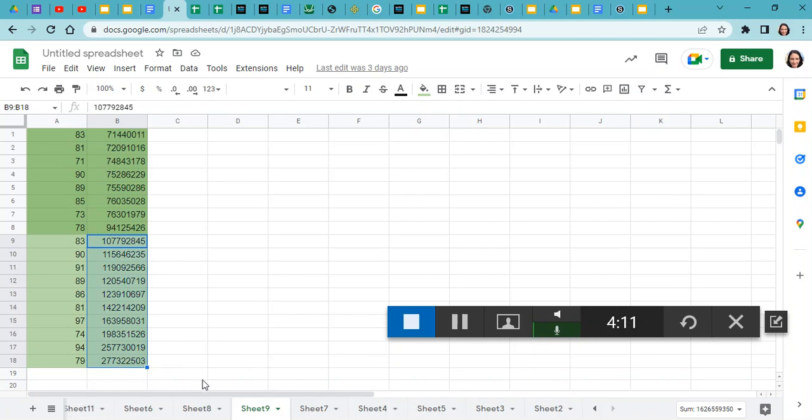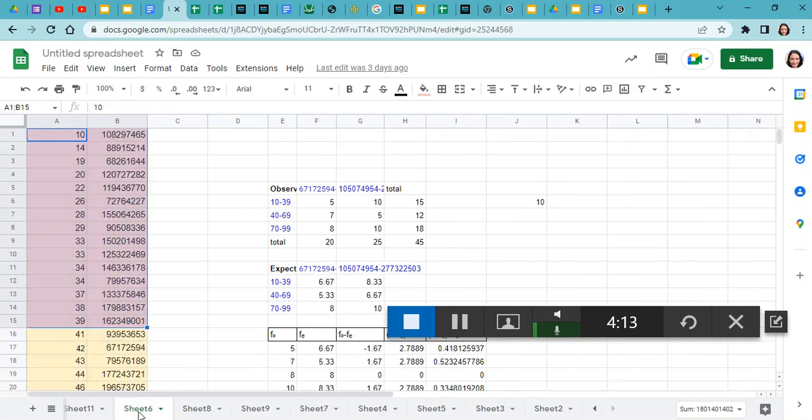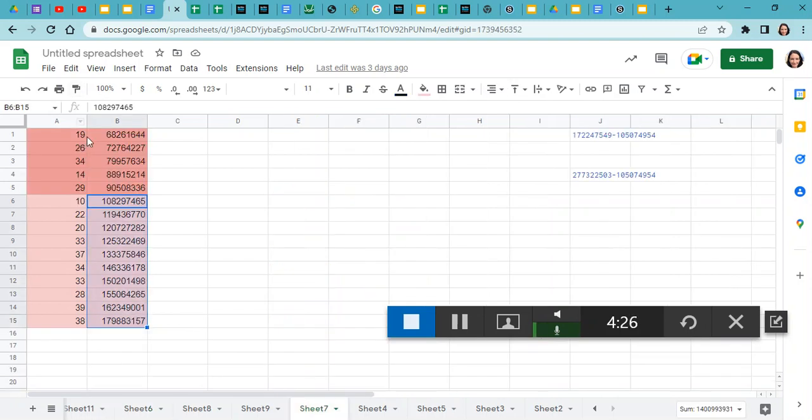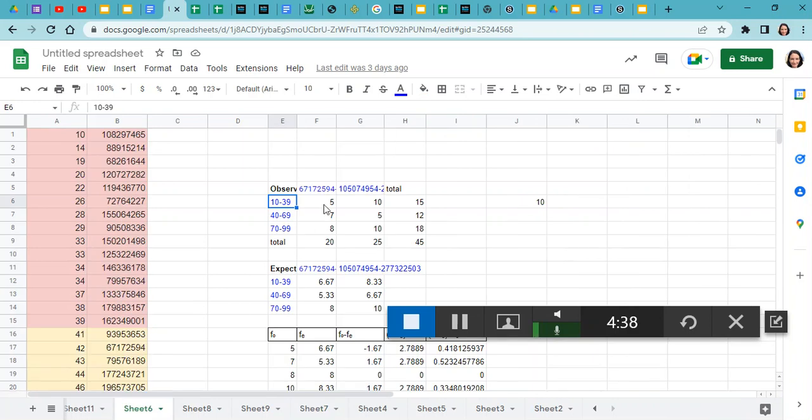So then I went back to sheet 6 here, and I just counted them up, how many were in each group. I'm not going to show you every one, but as an example, 10 to 39, that was in my sheet 7. Here's 10 to 39. I had 5 movies under 105 million, and I had 10 movies over 105 million. So going back here, there's my 5 and my 10.